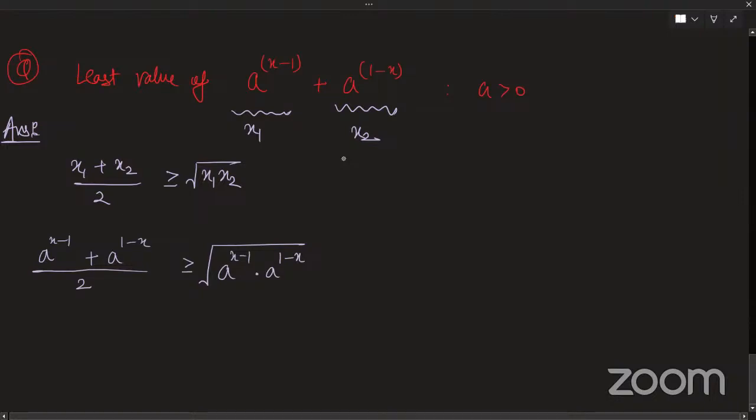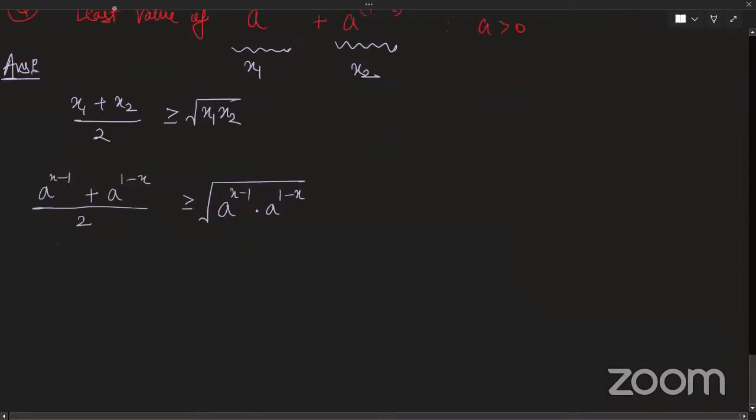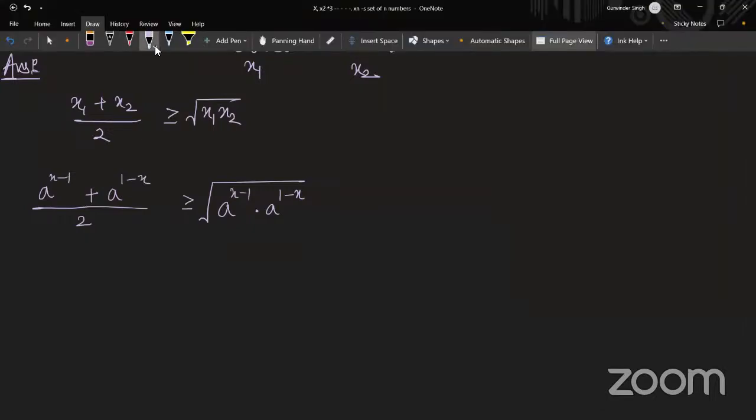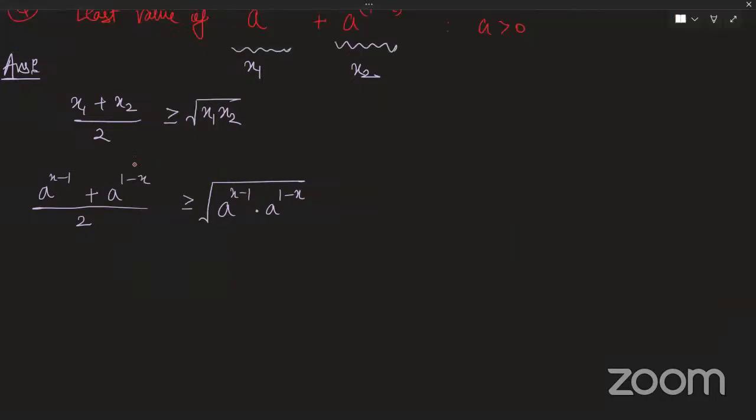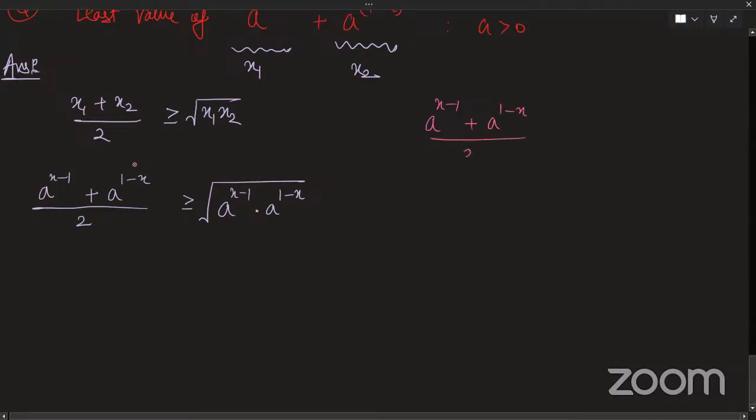Can you tell me what will this thing become now? What is my GM now? What will my geometric mean be? What is square root of a raised to x minus 1 into a raised to 1 minus x? It will be 1, right? x and x will get cancelled, 1 and 1 will get cancelled. So it will be 1. So my left hand side, a raised to x minus 1 plus a raised to 1 minus x, whole divided by 2 is greater than or equal to 1.